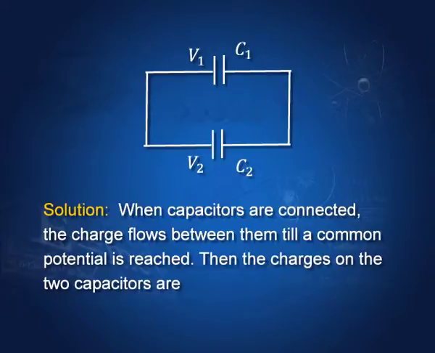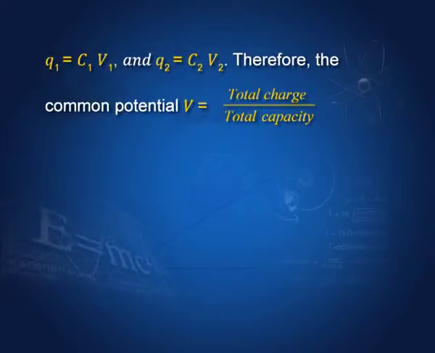Then the charges on the two capacitors, when the common potential has been reached: initially Q1 is C1 V1, Q2 is C2 V2. The total charge is therefore Q1 plus Q2, which is C1 V1 plus C2 V2. Total capacitance of the capacitor is C1 plus C2, because they are in parallel arrangement. Therefore, the common potential is total charge by total capacity, (C1 V1 plus C2 V2) by (C1 plus C2).